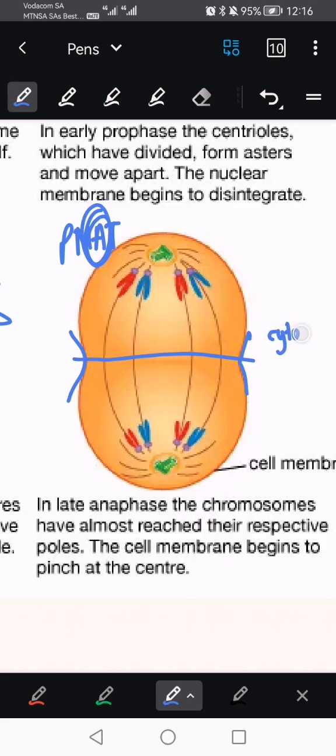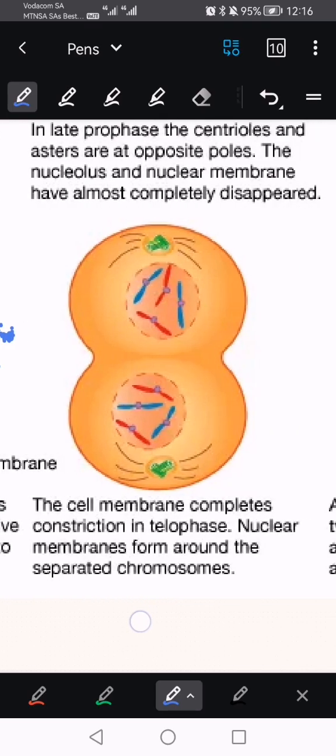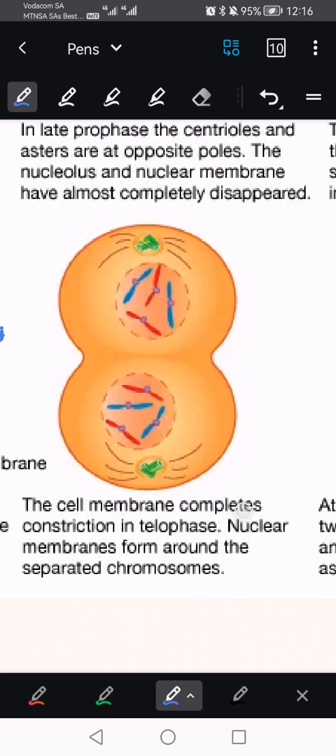The halving effect is going to take place with the cytoplasm. The cell membrane begins to pinch at the center. It starts to invaginate. Cytokinesis starts to take place. The cell membrane completes constriction in the telophase.